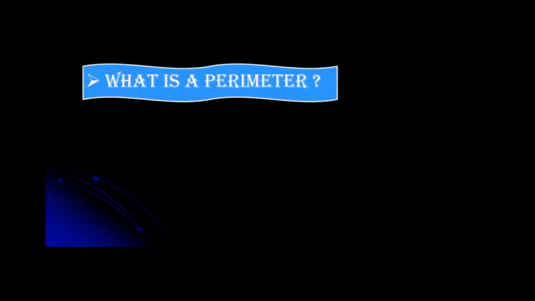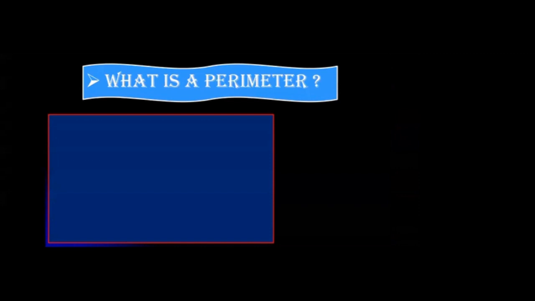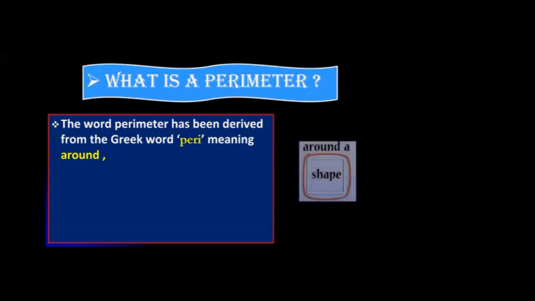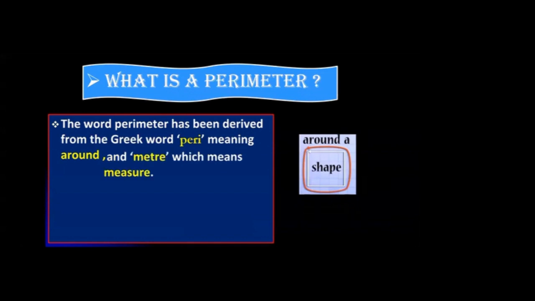So just now we have seen the concept of perimeter. Let us see it in more detail. The word perimeter has been derived from the Greek word peri, which means around a shape or around any given figure, and meter means measure. So perimeter is the total length of the sides of any given figure. Total means sum: the sum of all the lengths of the sides of any given figure.